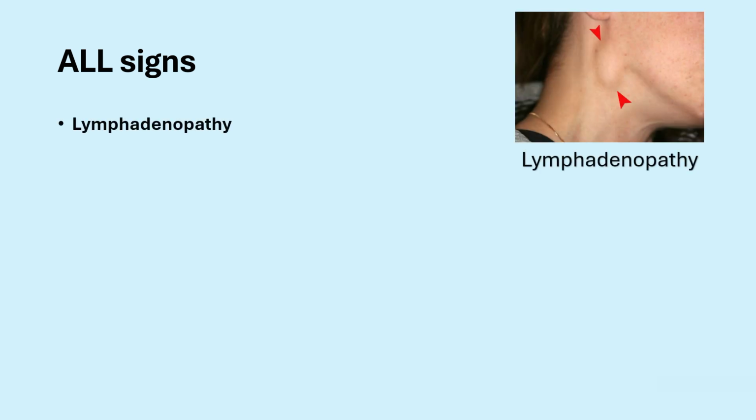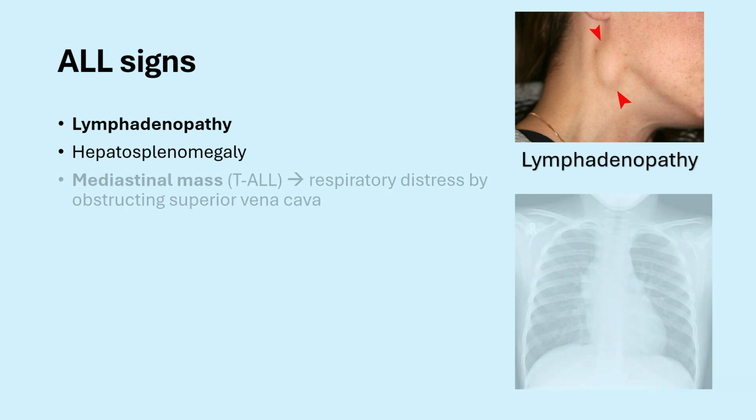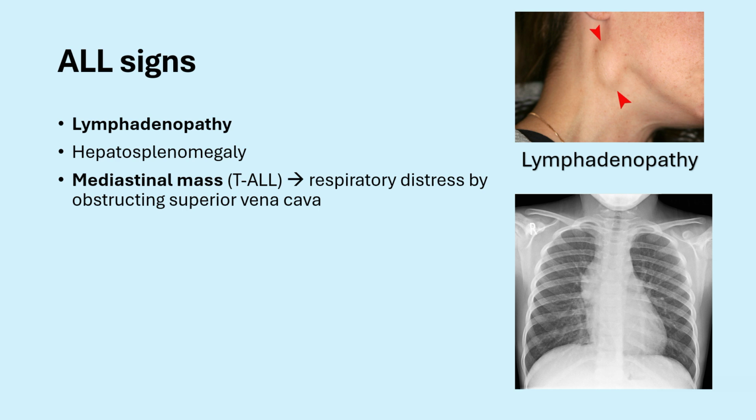There is an overlap in the signs of AML and ALL. However, lymphadenopathy is more common in ALL because of the involvement of lymphoid cells. Hepatosplenomegaly can be seen in ALL because of infiltration of the leukemic cells. The mediastinal mass is a specific feature of T-cell acute lymphoblastic leukemia. The mediastinal mass can obstruct the superior vena cava and cause respiratory distress.